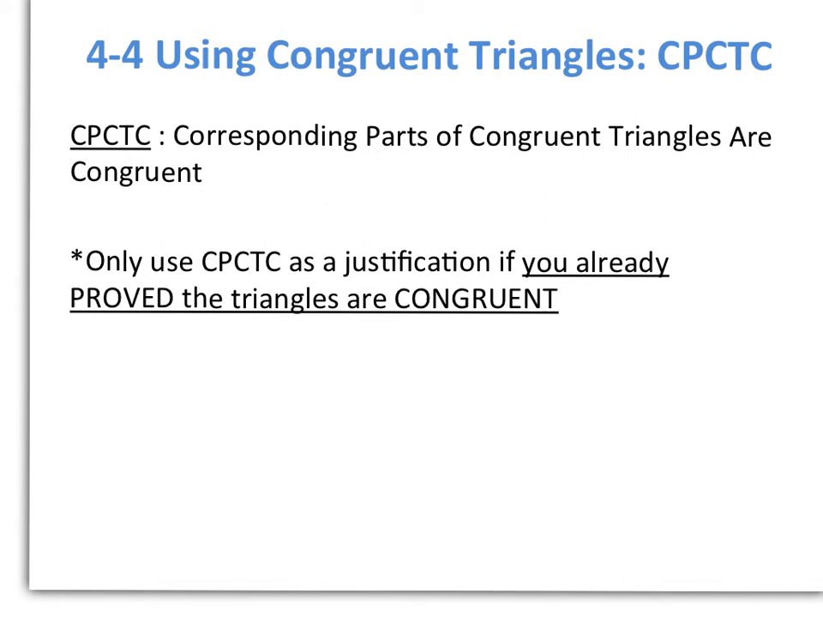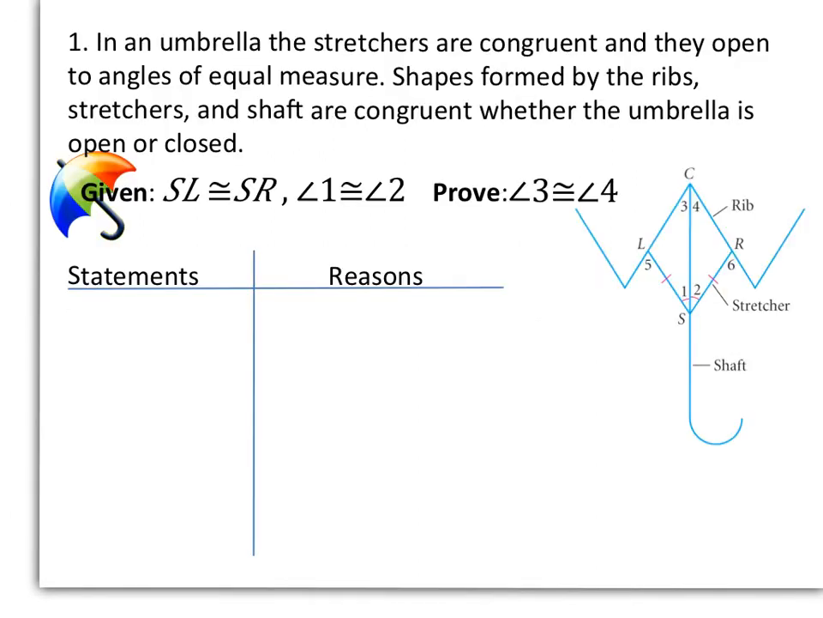In section 4.4, we are going to look at proving parts of triangles congruent to one another. We can do this by using CPCTC, which stands for corresponding parts of congruent triangles are congruent. And we can only use CPCTC as a justification after we have already proved that the triangles are congruent. Let's look at an example of using CPCTC.